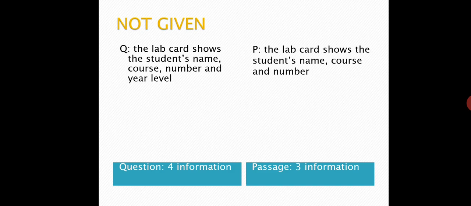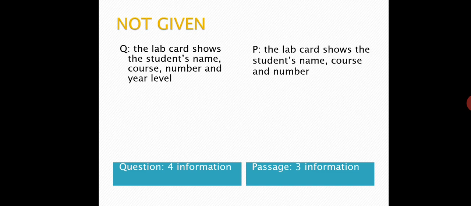Okay, so we will not be confused with regard to false and not given. Ano? False is when there is missing info in the question, but not in the passage. However, in the not given answer, okay, you actually have more details in the question but less in the passage.